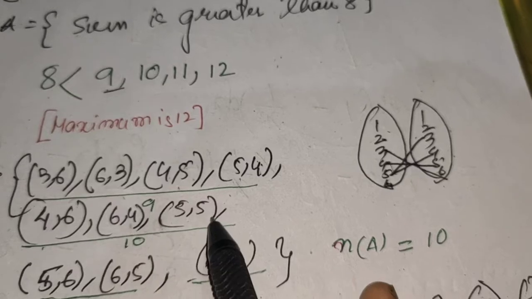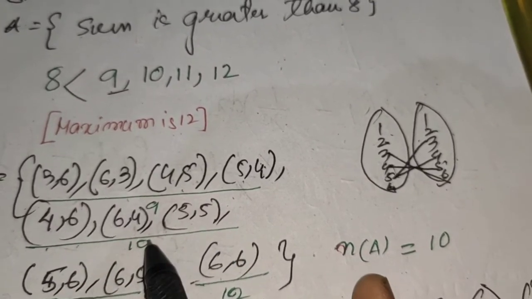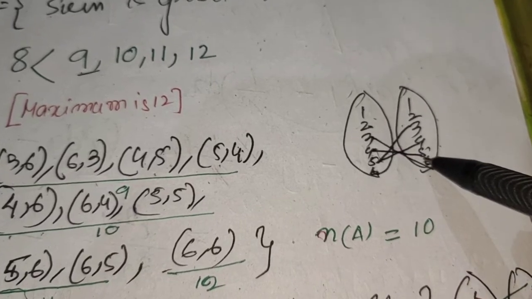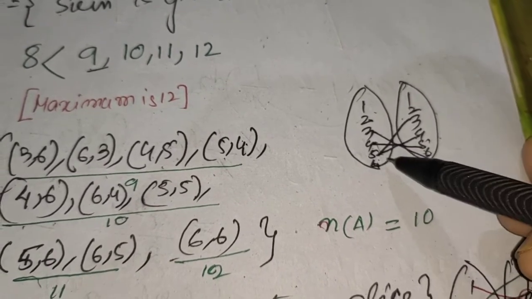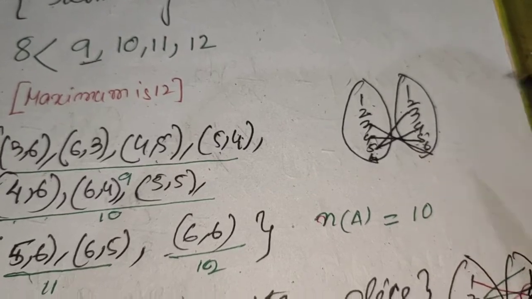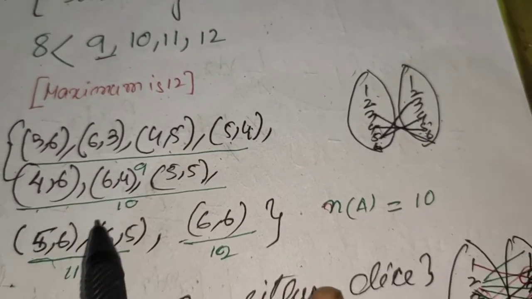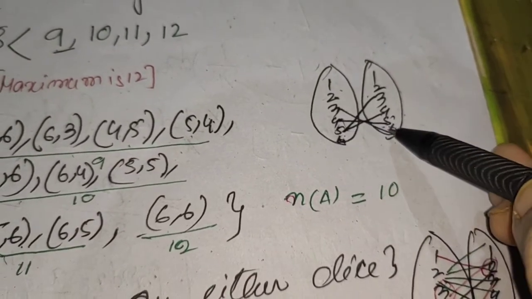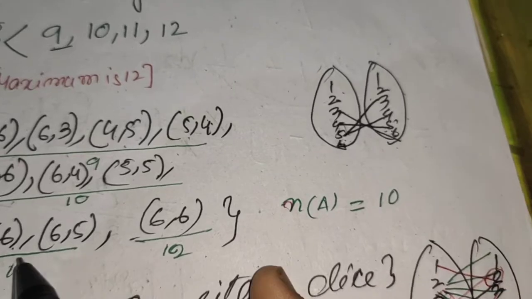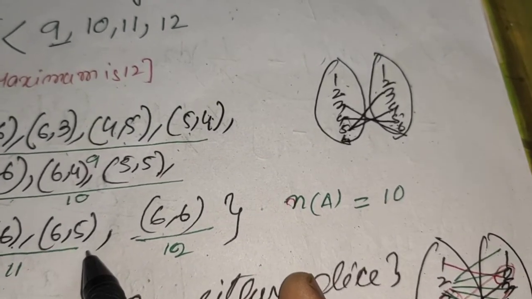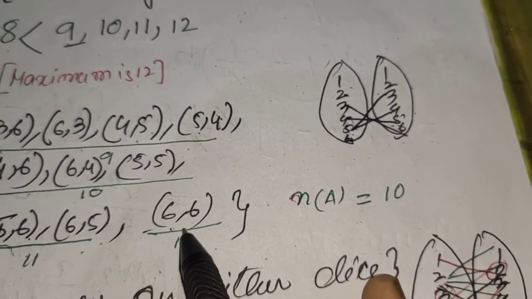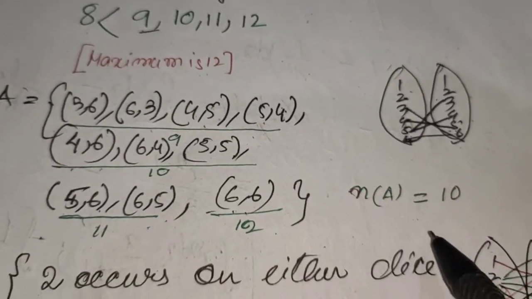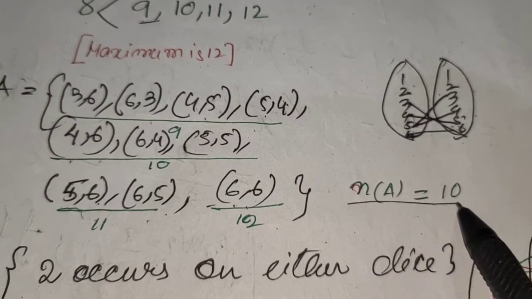Now let us check how many options are there for sum total of 10. For 10 it is 4 6 and again 6 4, then 5 5. After that next is 11. Sum total 11 you will get when you add 5 6 and 6 5. And after that 12 is only 1, it is 6 6. So if you count, there are 10 outcomes. Cardinal number of A is 10.